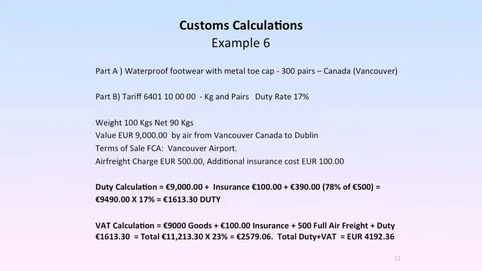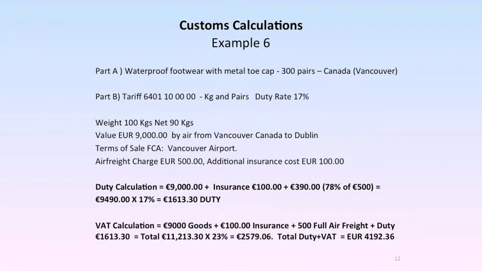Terms of sale, FCA Vancouver Airport. Free carrier, arrival up to Vancouver Airport. Now the air freight charge is €500 and an additional insurance cost of €100. If you have a look at the sheet regarding air transport costs to be included in the customs value, this sheet has already been emailed to you with the customs assignment. Look at Zone B and we will see that 78% is the percentage amount of the air freight cost that has to be included in the duty calculation.